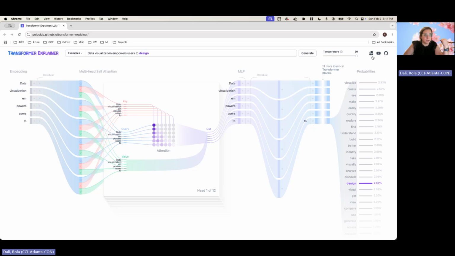If you make this higher, then you can see it changes the distribution. There's a lot more randomness. Now the probabilities are very close to each other, and so it will choose one at random at different times. So these are what the top P, top K, and temperature do; they really play at the level of the probabilities.